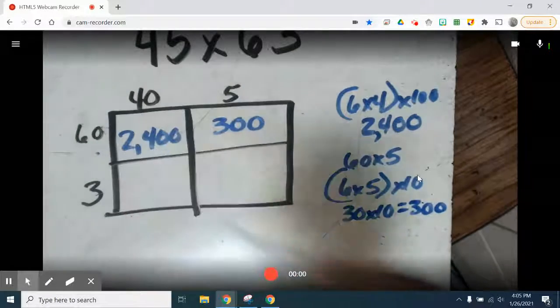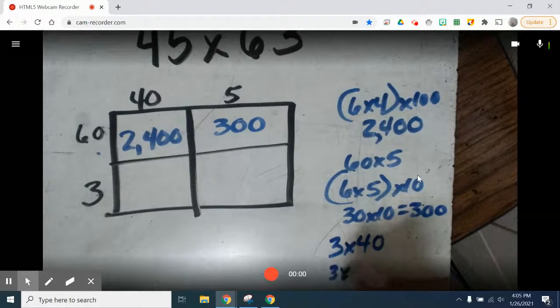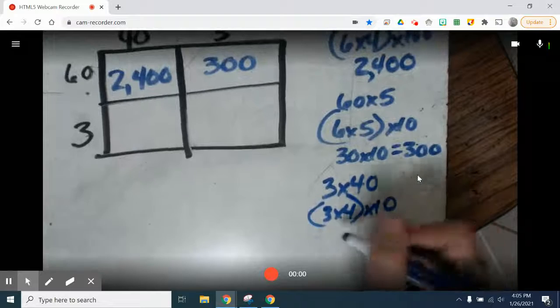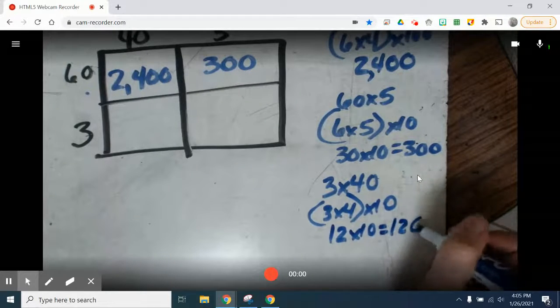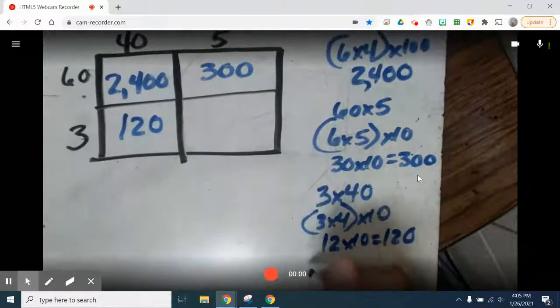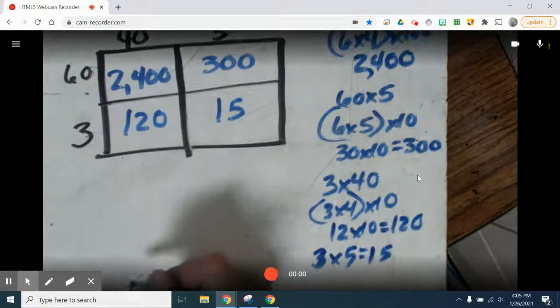So 30 and a zero, that's 300. Then we've got 3 times 40. Again, 3 times 4 times 10. So 3 times 4 is 12, times 10 is that number with a zero on the end, so 120. And 3 times 5 is 15.